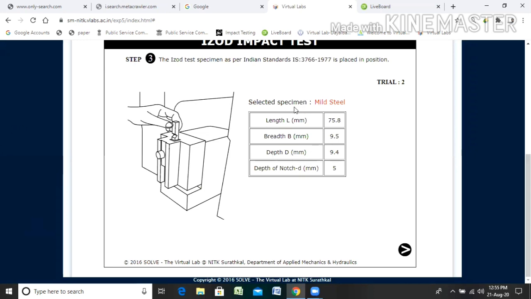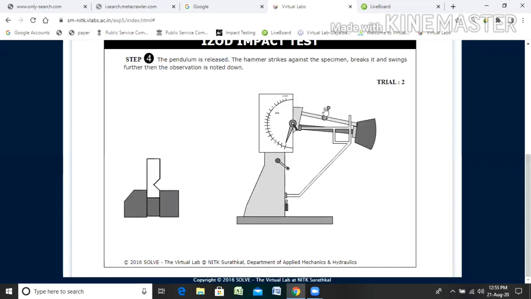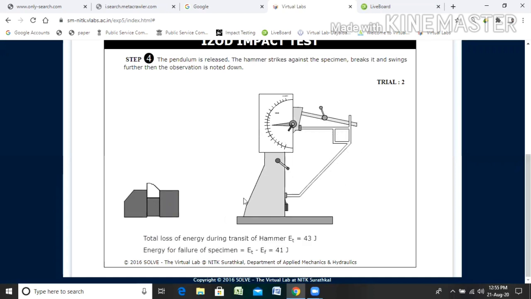For that, we have to take another mild steel specimen whose specifications are: length 75.8 mm, breadth 9.5 mm, depth 9.4 mm, and depth of notch 5 mm. Again we disengage this lever to release the hammer, and you can see very prominent breakage of the specimen. The total loss of energy during the transit of the hammer, ET, is 43 joule.